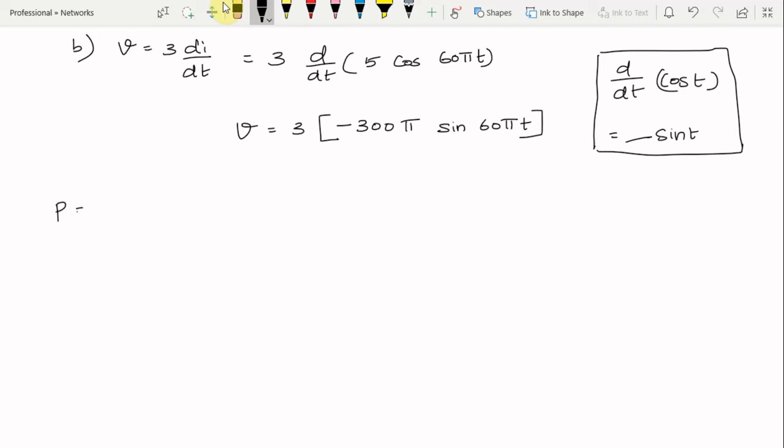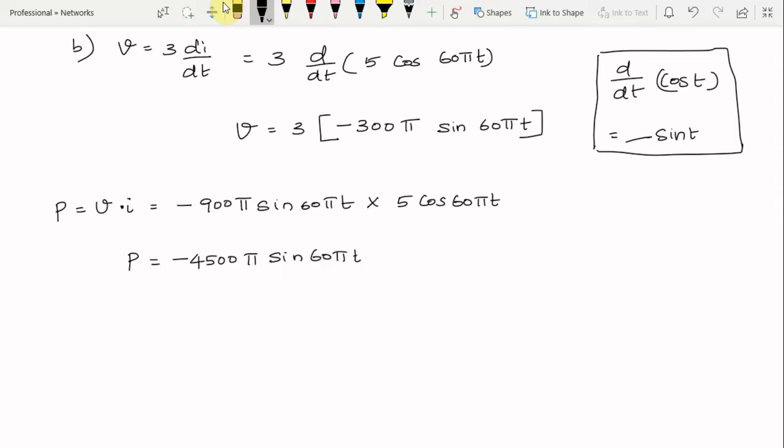Now we are going to calculate the power delivered to the element, which is equal to minus 900 pi sin 60 pi t into 5 cos 60 pi t, which will give you the power as minus 4500 pi sin 60 pi t into cos 60 pi t.